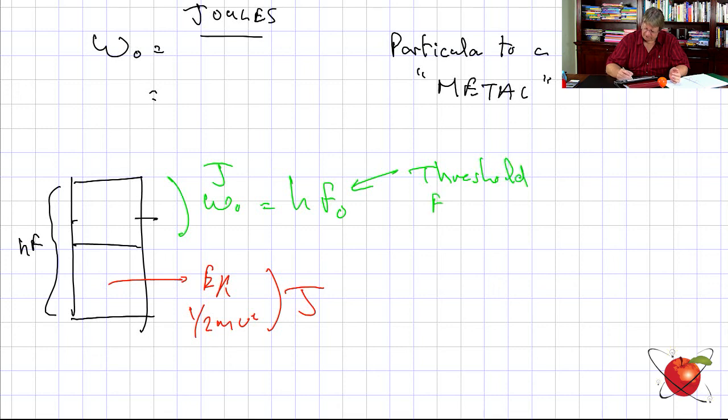Threshold frequency. This is the frequency where it's just enough to dig the electron out and put it on the surface. That's all it does. So the work function is the amount of energy, and all we've done is associate a frequency with it. It's no big deal apart from that. We've got the energy in. Some of it goes to digging it out, that's hf0. So the balance is the kinetic energy component that is sent away.